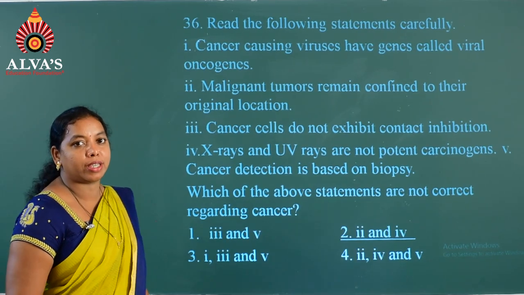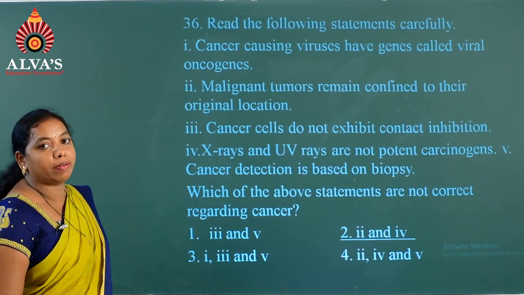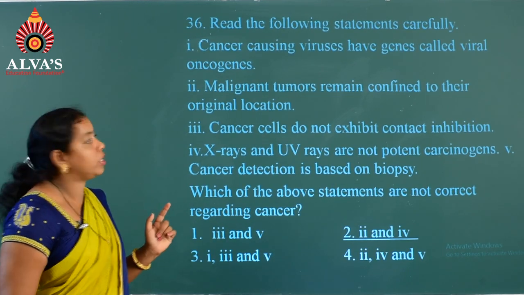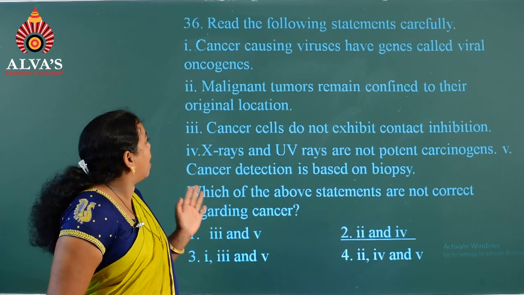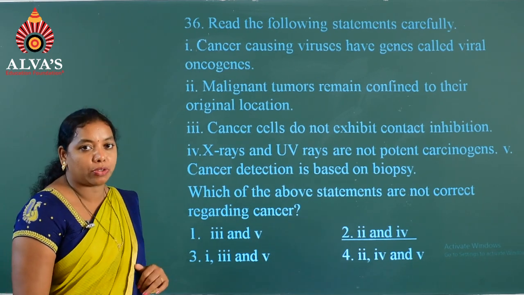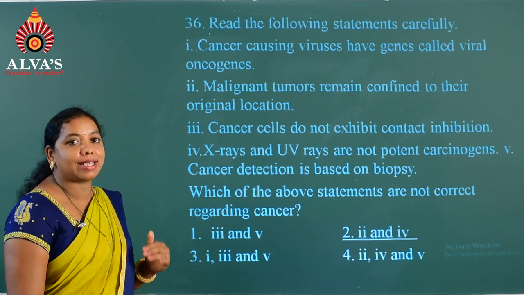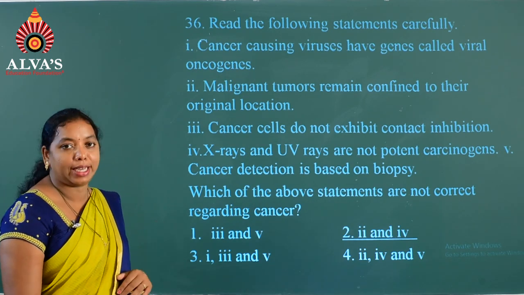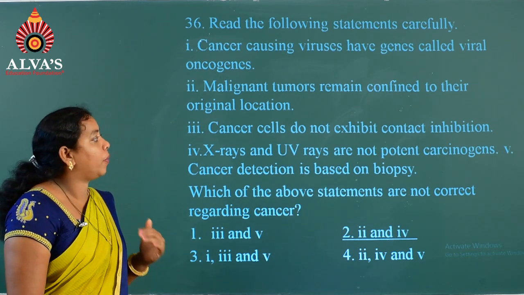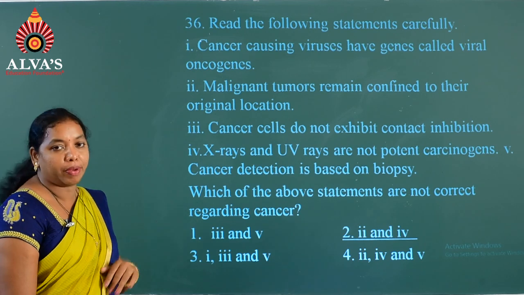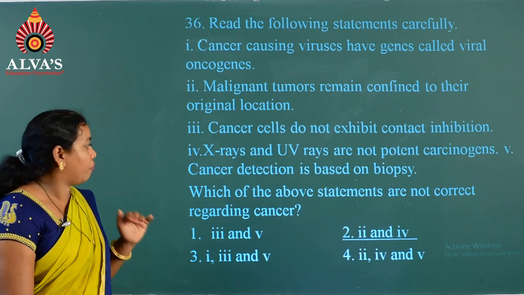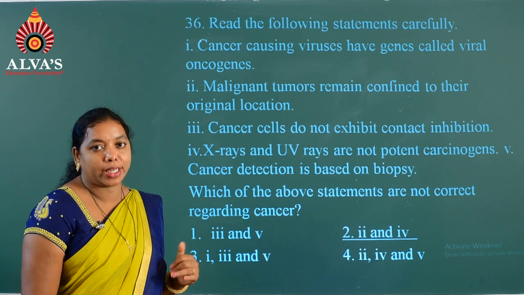Moving on to the next question, that is question number 36. Read the following statement carefully. First one, cancer causing viruses have genes called viral oncogenes, and the second one, malignant tumors remain confined to their original location. The third option, cancer cells do not exhibit contact inhibition, and the fourth one, X-rays and UV rays are not potent carcinogens, and fifth one, cancer detection is based on biopsy. Which of the above statements are not correct?